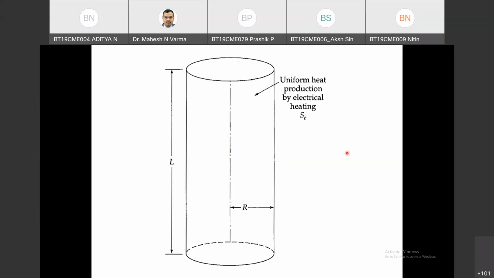No, sir. It is symmetrical, circular. Excellent. Whether temperature is varying in z direction? No, sir. Why? Sir, continuity. Here, where is continuity? This is solid. Uniform.